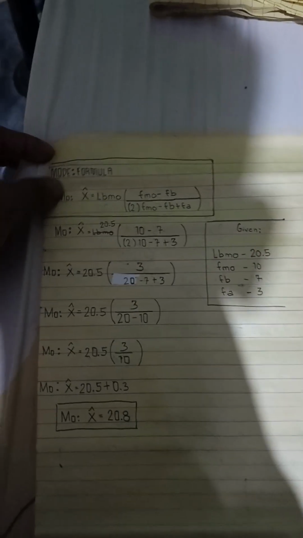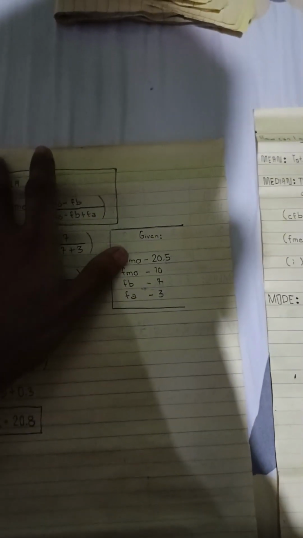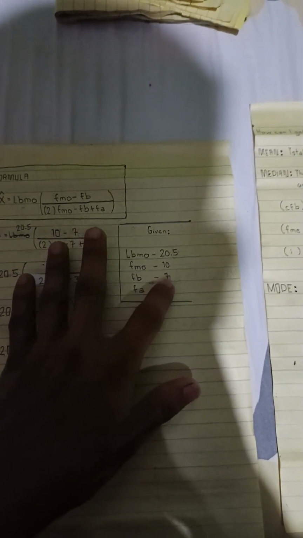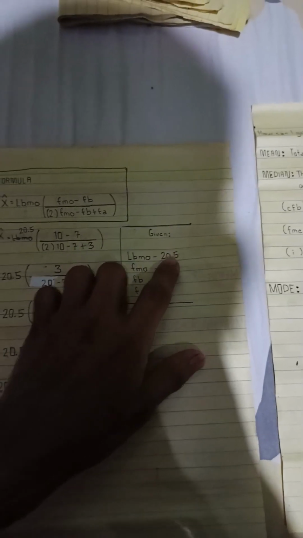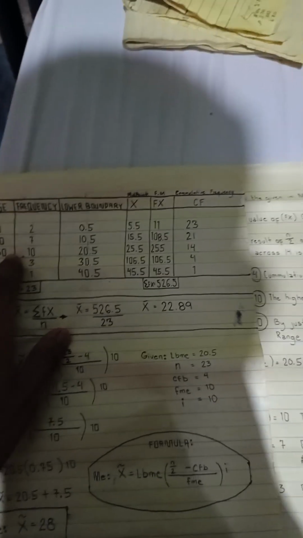I hope it's clear. Third is our mode formula. Here's our formula. Given. This is our solution. I will explain to you the given. Why is my LBMO 20.5, FMO is 10, FB is 7, FA is 3. 20.5 is because the highest frequency, which is 10, has the range of 21 to 30, and across from that is 20.5. That's our lower boundary.